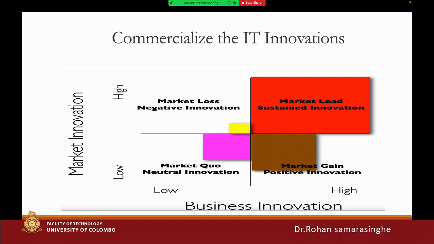when we introduce the innovative product to the market. So always we have to try to introduce in this red section, sustain innovations. And this is actually one of the commercialization aspects. When you want to do the innovation, definitely try to do the sustained innovation. That means that customers will accept it and it will last for a longer time with high demand.